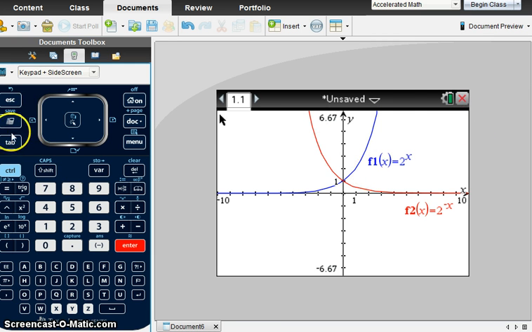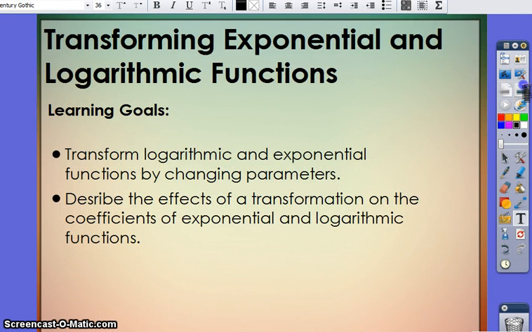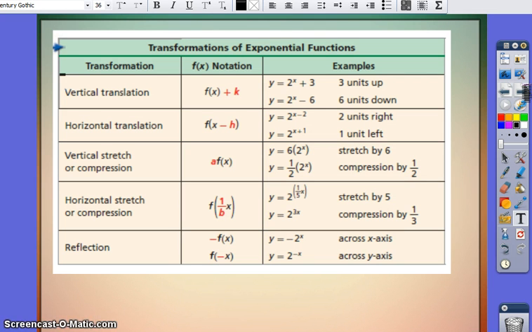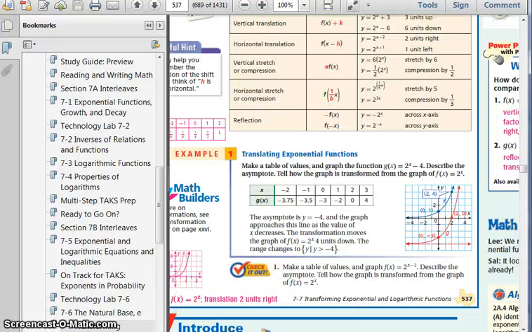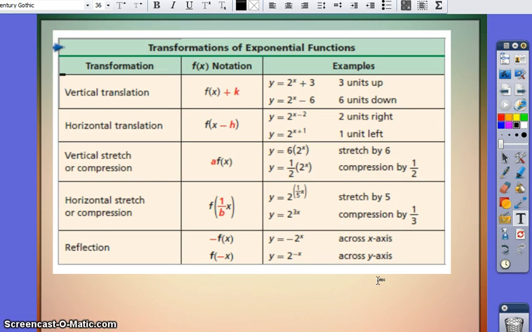So again, the key takeaway here is that if you need to do a reflection over the x-axis, you need to put the negative out before the exponential equation, and if you want to do a reflection over the y-axis, you need to put the negative up into the exponent. And all of these cool properties are in your book. The more you do them, the more you'll memorize them, but they are in your book on page 537. All of the things that we just discussed are right there.